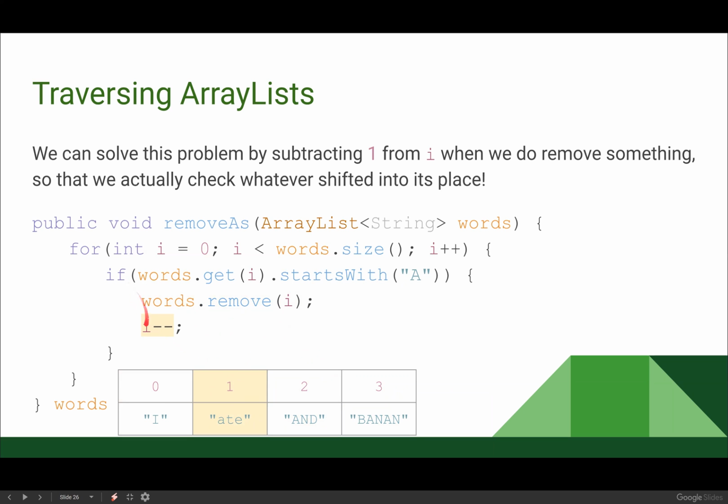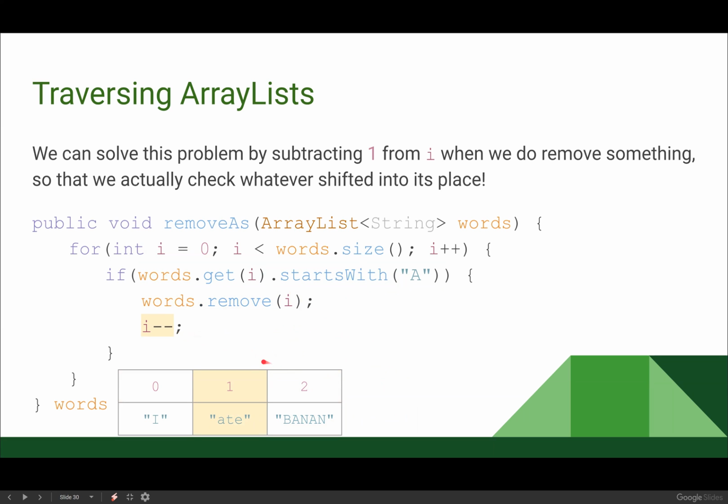Then, now that our if statement is over, we're going to go back to the top. We're going to run that i++. Now i equals 2 again. So now we can check if our word starts with the letter A, and "and" does start with the letter A. So we can remove index i again. We can remove index 2. We remove "and". And now we once again want to make sure that we move our index i back so that we actually check the thing that got shifted into index 2.